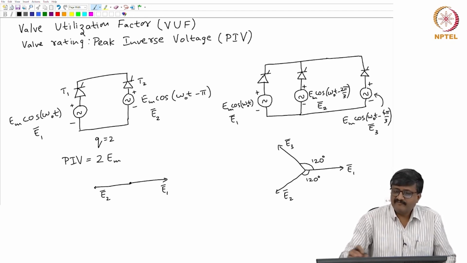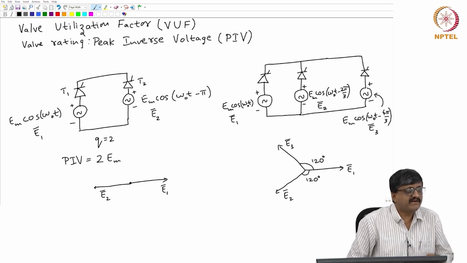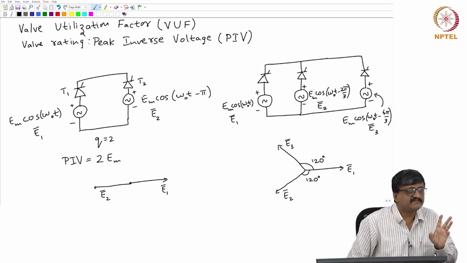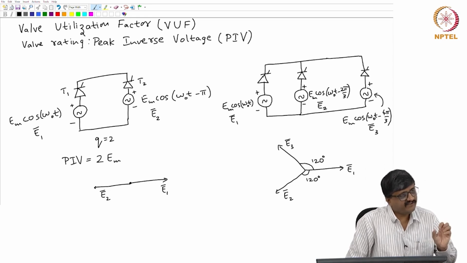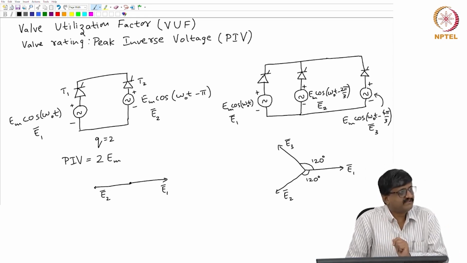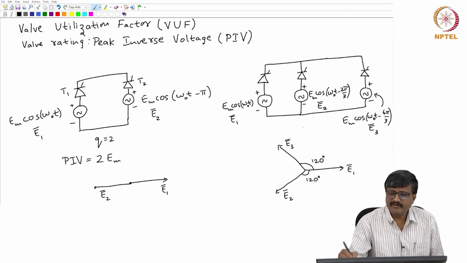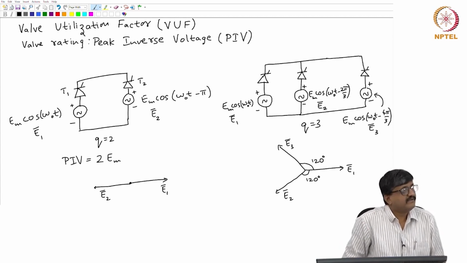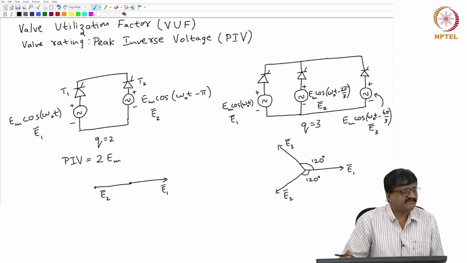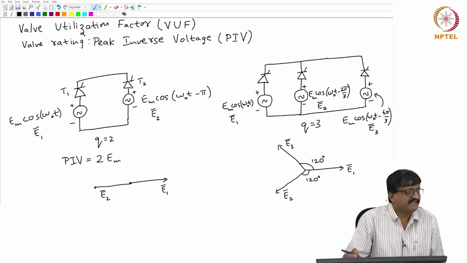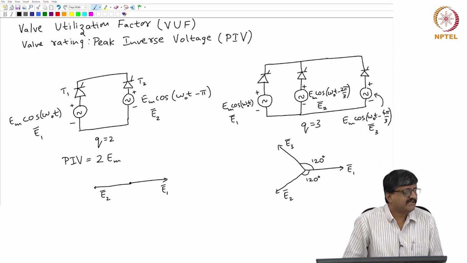Now, the peak value of the voltage that appears across a thyristor is nothing but the difference between any two of these voltages. We are talking about the peak inverse voltage across the thyristor, which is the difference between any two voltages. So, if you look at the case of Q equal to 3, the difference between any two voltages does not have a maximum value of 2 EM, it is less than 2 EM. Take the difference of any two phasors, E1, E2, E2, E3 or E1, E3. It is less than 2 EM.